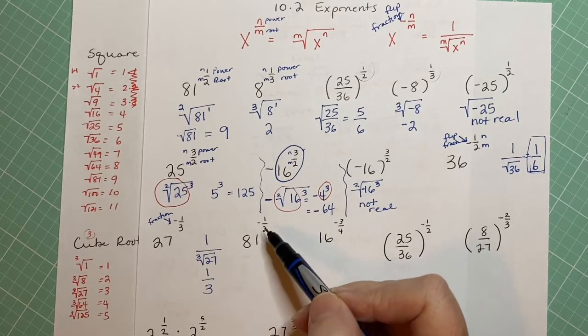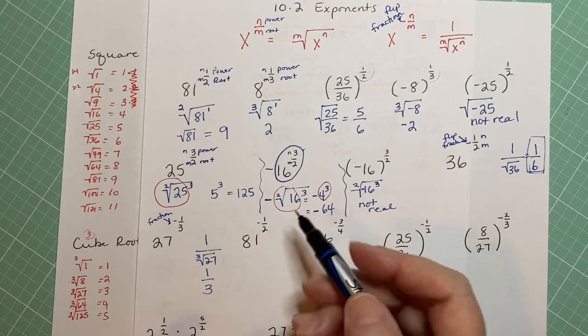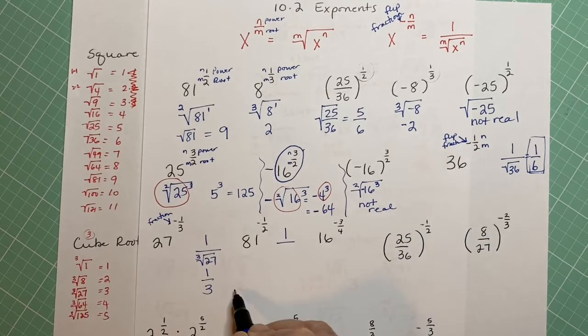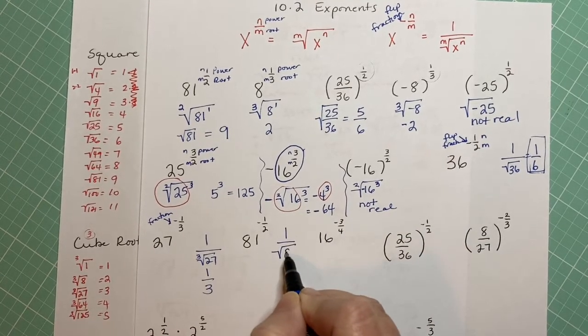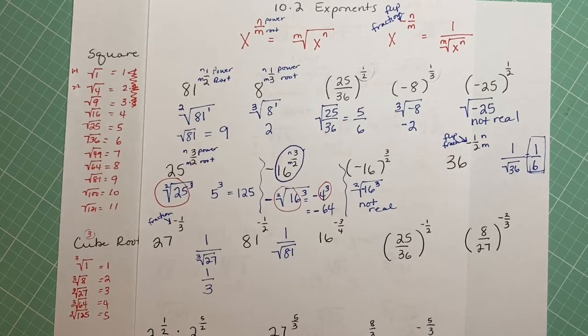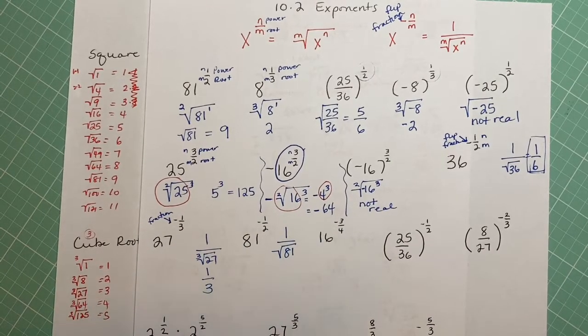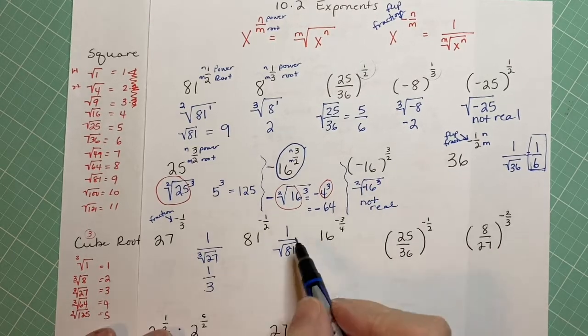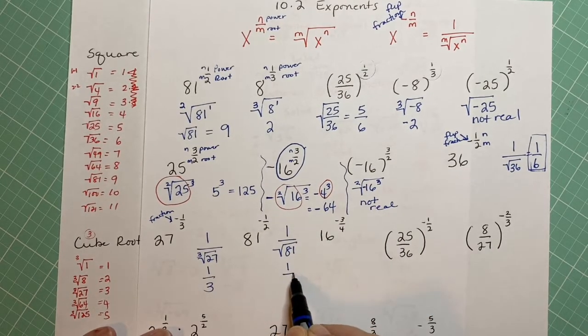81 to the negative 1/2. If you want to start getting faster at it, just think the negative makes it a 1 over, and the 1/2 makes it a square root of 81. So the negative flips it, and the 1/2 means it's a second root or a square root. So 1 over the square root of 81 is just 1 over 9.